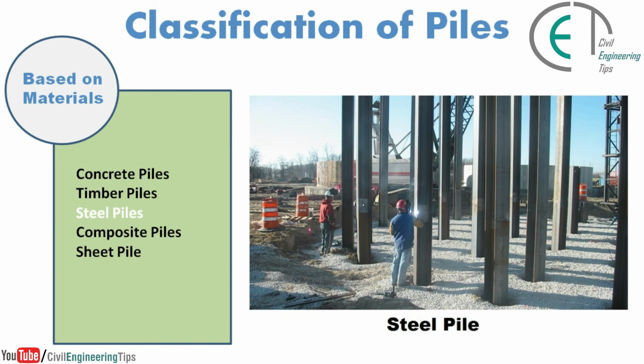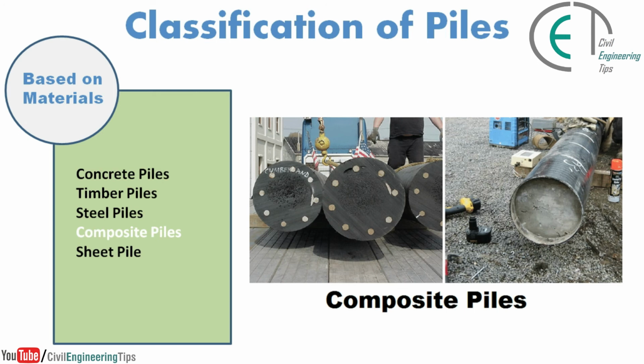Steel piles are made of I-beams. We can use I-beams as piles also. We will insert I-beams into the ground by means of external forces. Composite piles are made of multiple types of materials. Here you see concrete inserted into steel pipe, and it is one kind of composite pile.